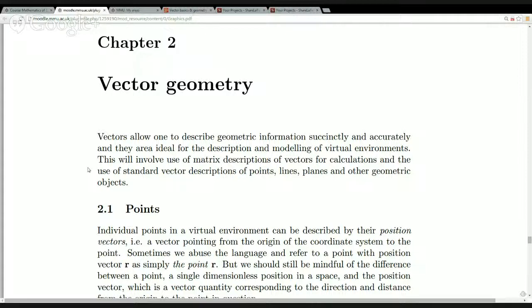And t times d will have the effect of moving you from the fixed point P along the line. Positive values of t would send you off in the direction of d. Negative values of t would bring you back in the opposite direction to d, but still on the line L. Okay? So this is called the vector equation of the line L.